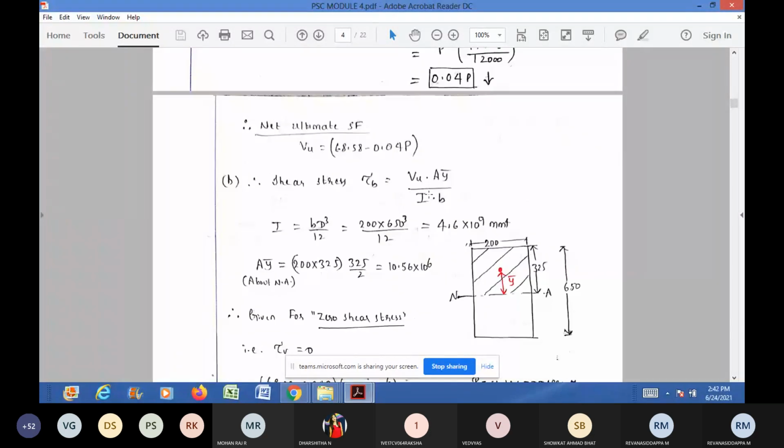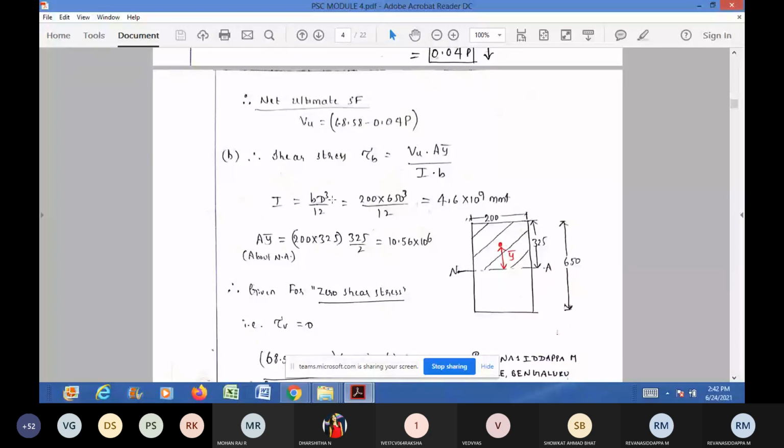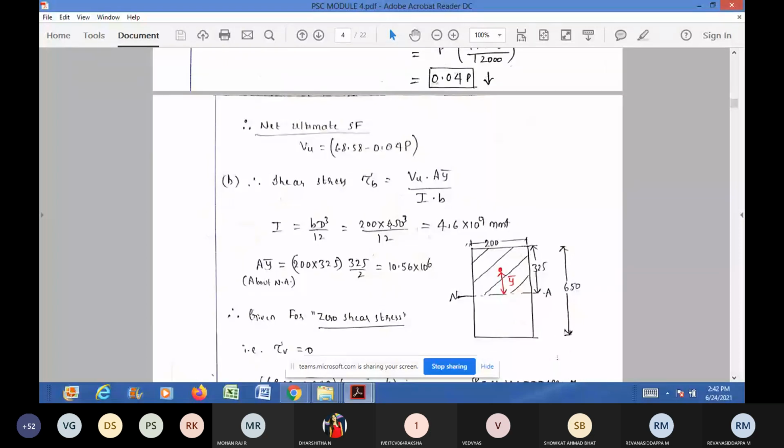Next, you need the moment of inertia, I. You can calculate it: bd cube by 12. Here I got 4.6 into 10 power 9 mm4. Check your answer as well. Yes, sir. 4.57 into 10 power 9 mm power 4. Okay.